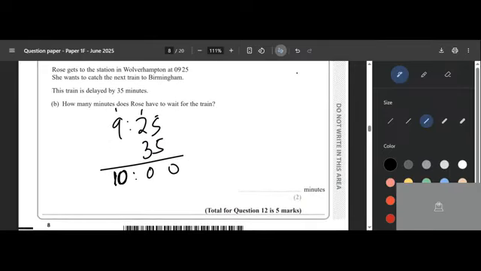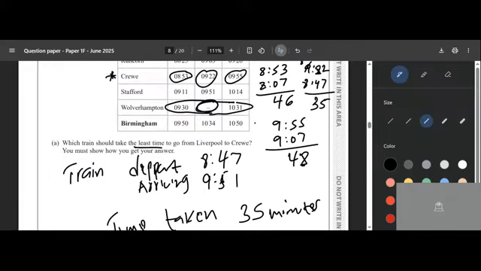So what are they asking? How many minutes does Rose have to wait for the train? So the next train will be at 10:31. Yet right now it is 10:30 after waiting for that delay. So this person has to wait for the next 31 minutes again to board the next train, this one here.